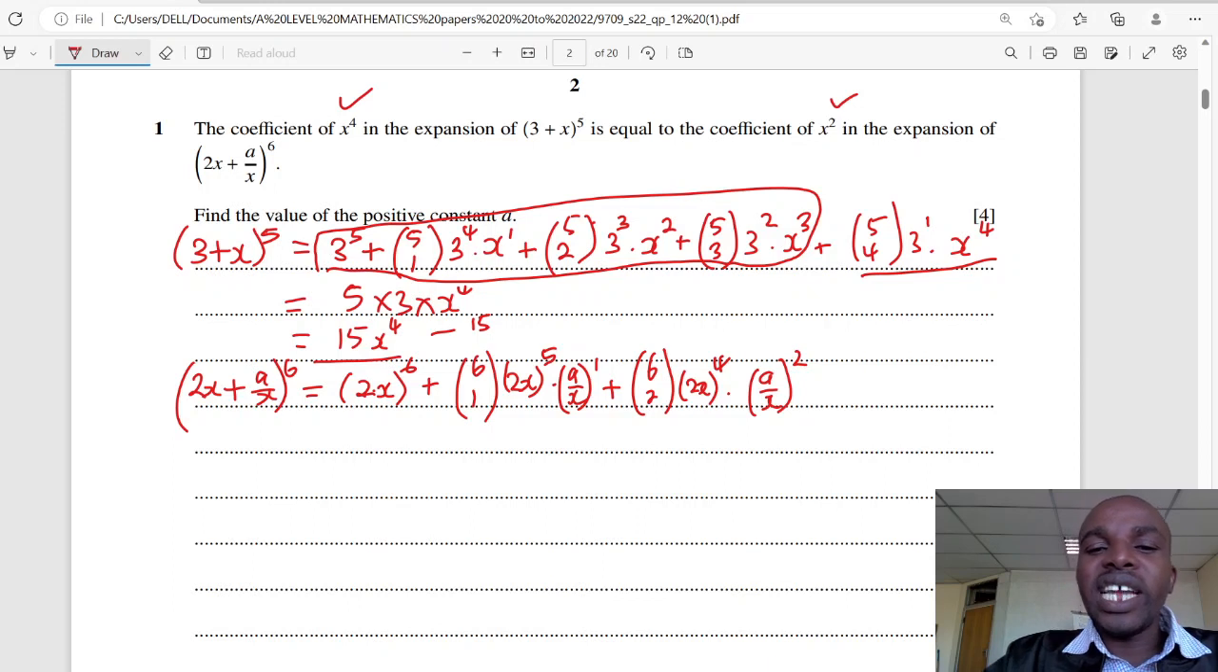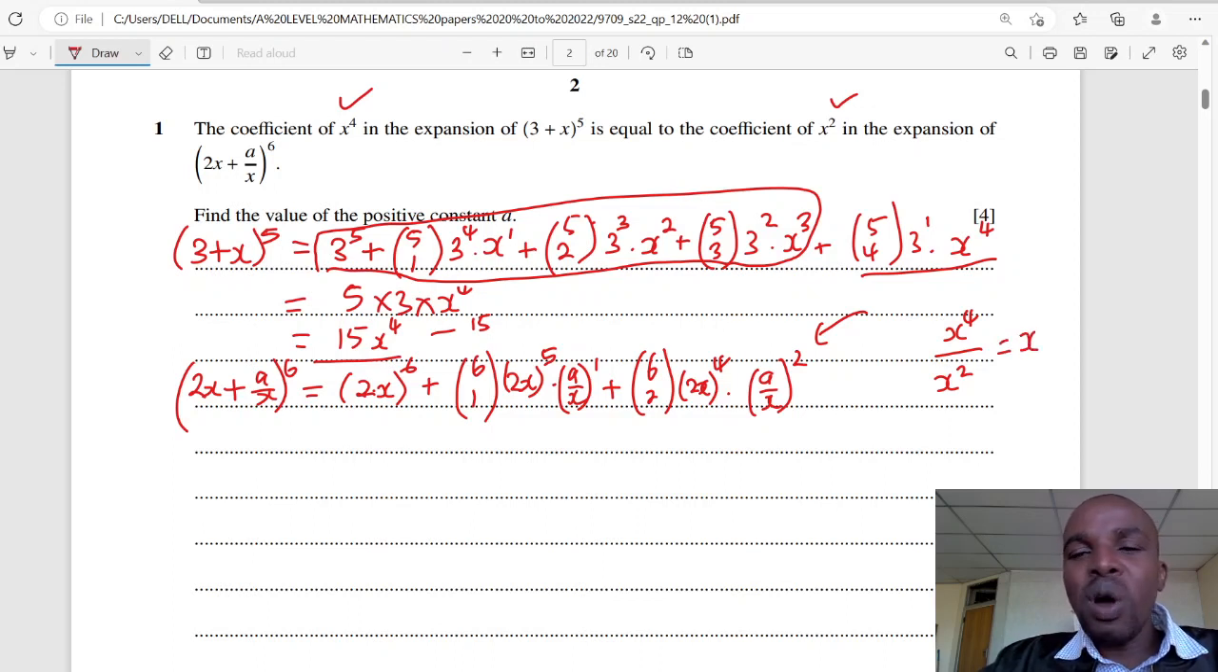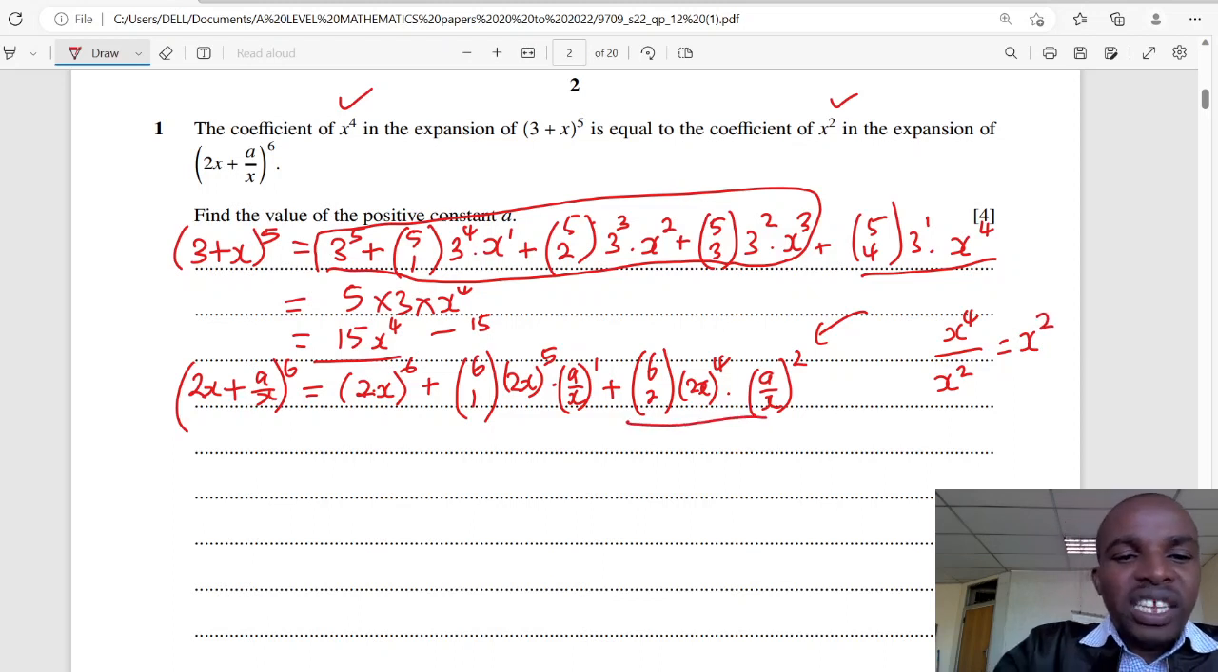Right, looks like this last item. If we can simplify this part, it will give us the term in x to the power 2. Why? Because the numerator will be x to the power 4. Denominator will be x to the power 2. After simplifying this one, (a/x) squared, it will be a squared over x squared. So if you simplify this part, applying the laws of indices, it is x to the power 4 minus 2, which is 2. So you take this last part, you ignore everything. So it will be 6 choose 2, 6 choose 2, then it's 15.